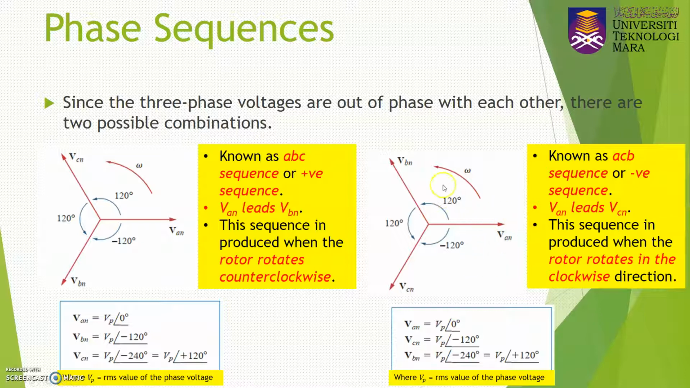If you refer to the phasor diagram of the ACB sequence, VAN will be equal to the V phase angle of 0, same as here. And then for the VCN, because VCN follows the VAN, VCN will be equal to V phase angle of negative 120. For the VBN, VBN will be equal to the V phase angle of negative 120 plus negative 120, equal to negative 240, or you can also rewrite it as V phase positive 120 degrees, where V phase represents the RMS value of the phase voltage.